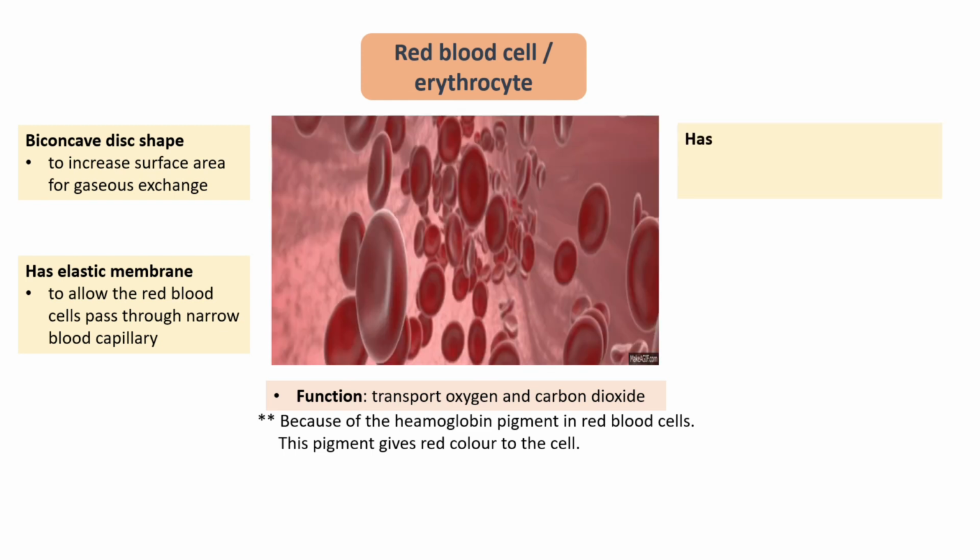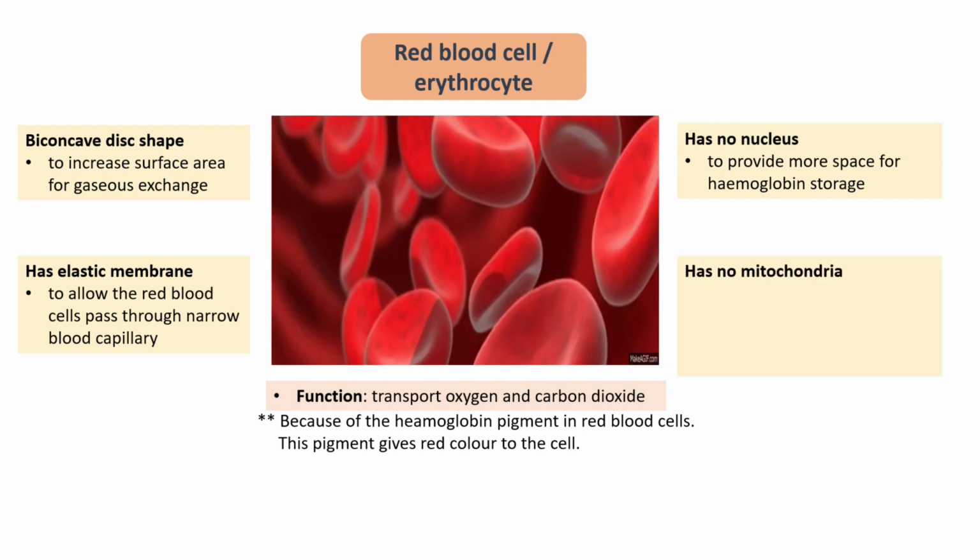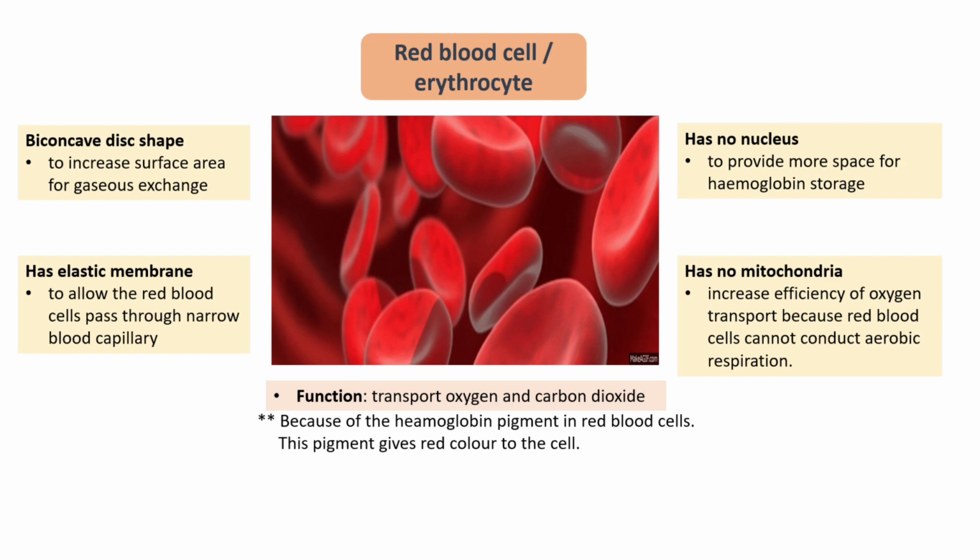Red blood cell has no nucleus. This is to enable the cell to provide more space for hemoglobin storage. Red blood cell has no mitochondria. This is to increase the efficiency of oxygen transport, because the red blood cells cannot conduct aerobic respiration if there is no mitochondria.